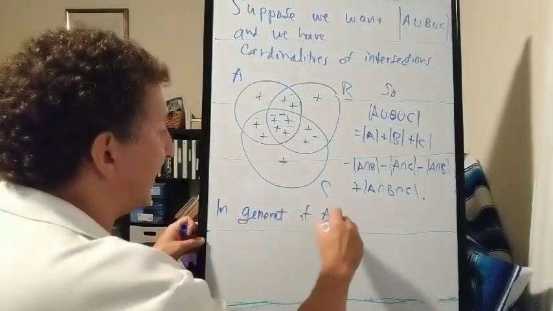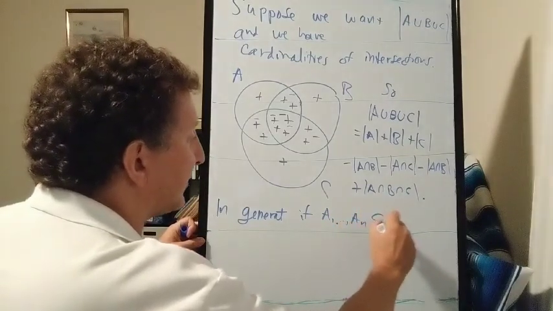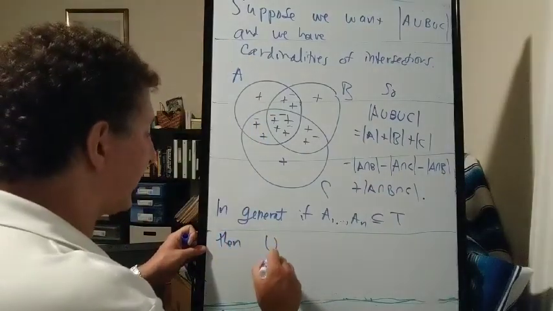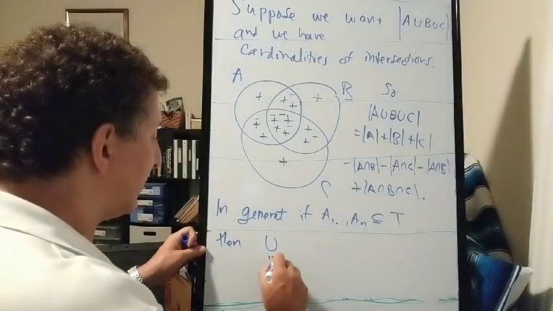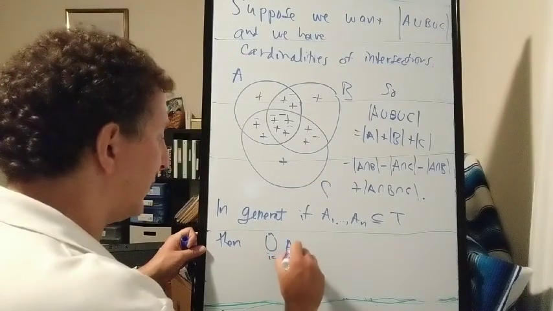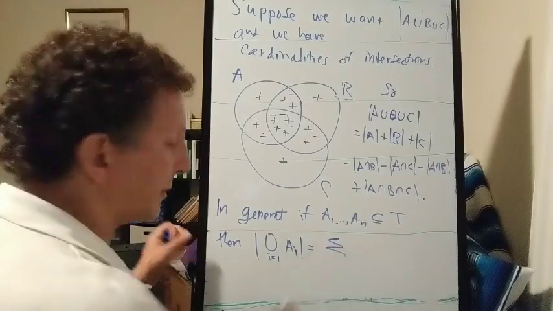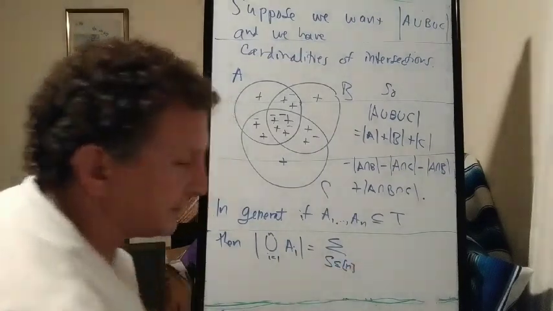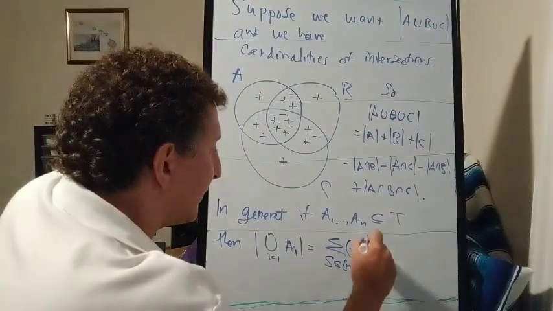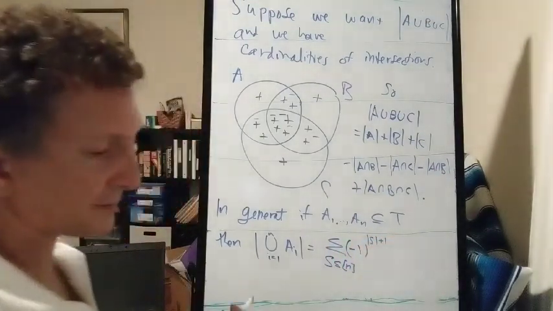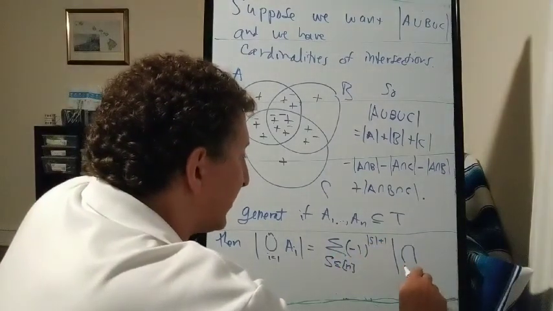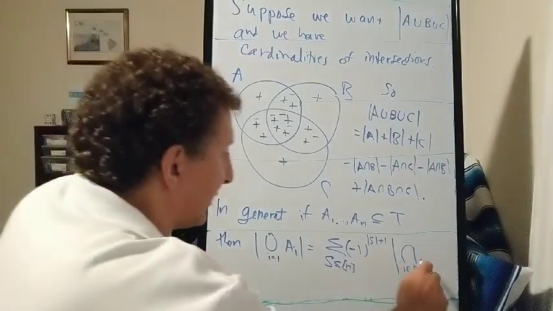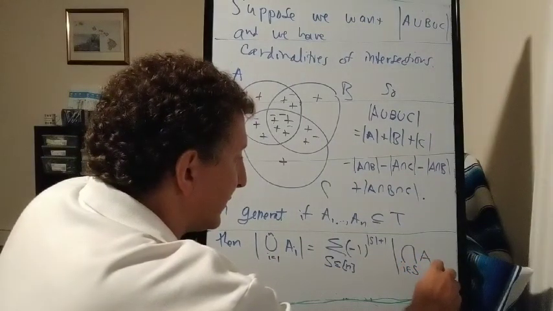In general, if A1 through An are subsets of some set T, then the cardinality of the union of the sets is equal to a sum over subsets S of 1 through n of negative 1 to the cardinality of that subset plus 1, times the cardinality of the intersection of sets indexed by that subset, A_i.